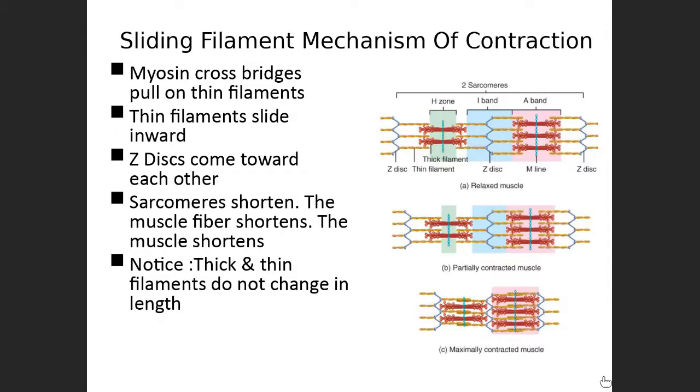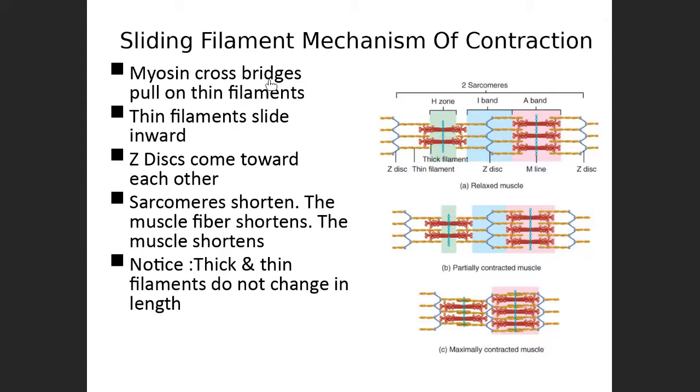Okay, so we're going to talk about muscle contraction and what you need to know with regard to muscle contraction in terms of the strength of a muscle contracting. So we've got the myosin cross bridges, and they're going to pull on the thin filaments, kind of like a ratchet mechanism. And then the thin filaments are going to slide inwards, and this is the sliding filament theory. So effectively, imagine my thumbs are the Z discs, and the Z discs are going to come closer together. As the sarcomeres shorten, the muscle fibers shorten, and the muscle contracts.